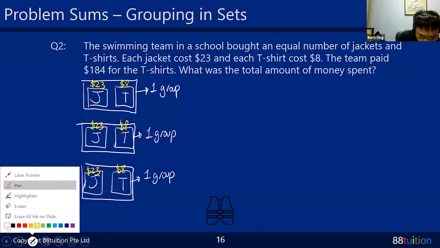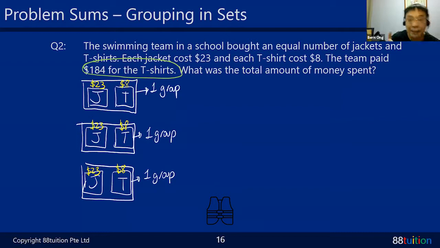Hey, look at the clue. This is the clue. The team paid $184 for the t-shirts. For the t-shirts only. One t-shirt, how much? One t-shirt is $8. You paid $184 for the t-shirt alone. So how many $8 are there inside $184? So you take $184 divided by 8.